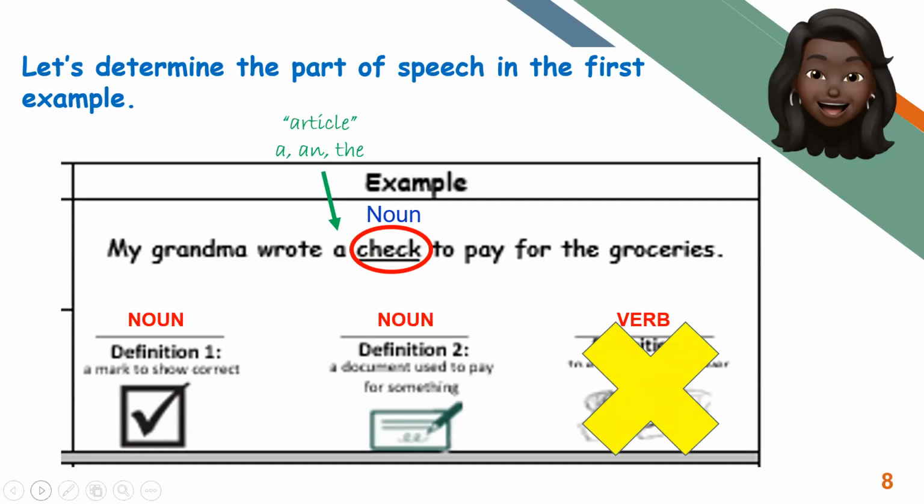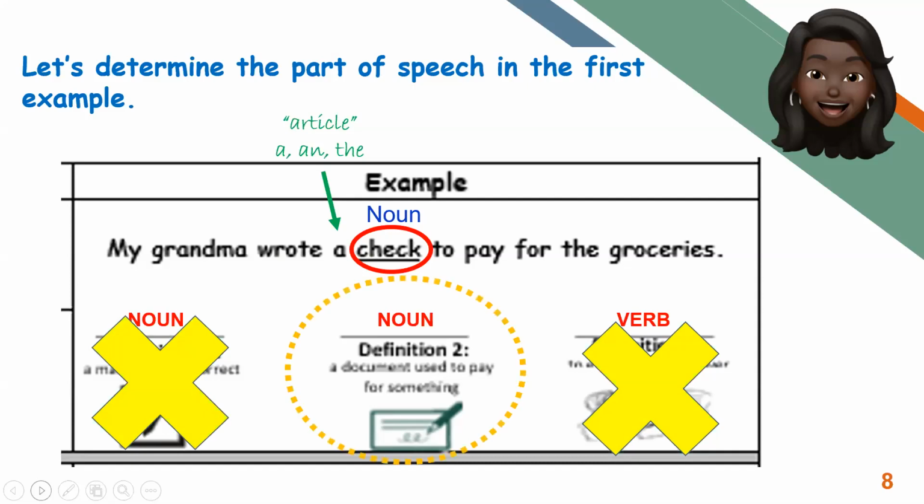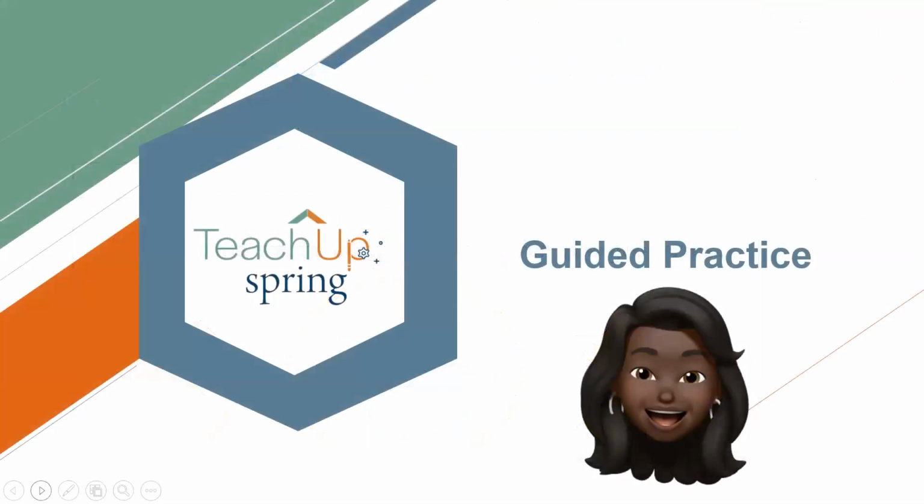Looking at the clues that they provided, we know that the grandma is trying to purchase groceries. So I'm going to be looking for a definition that refers to paying for something. I can go ahead and eliminate definition 1 because it's talking about if something is correct. Therefore, my answer is definition 2 because it is a document used to pay for something. Let's get into guided practice.